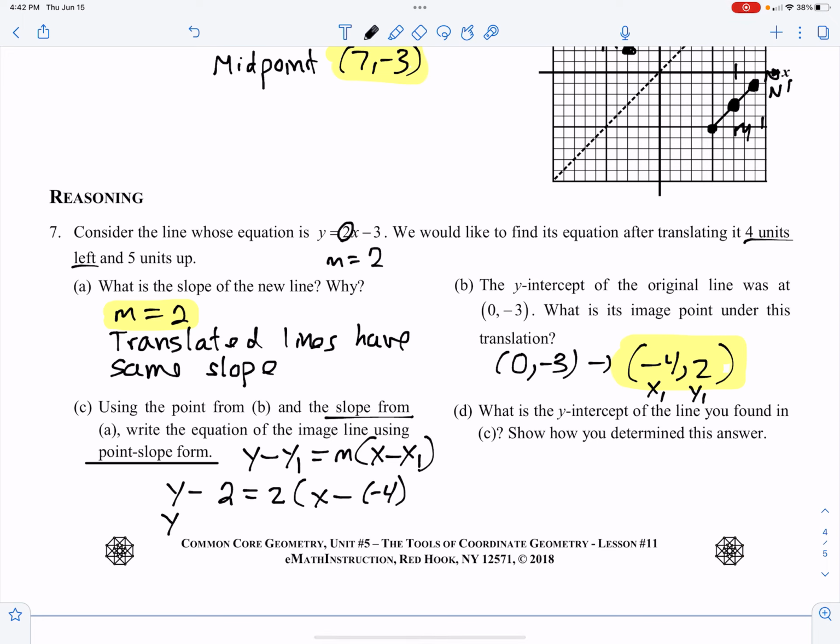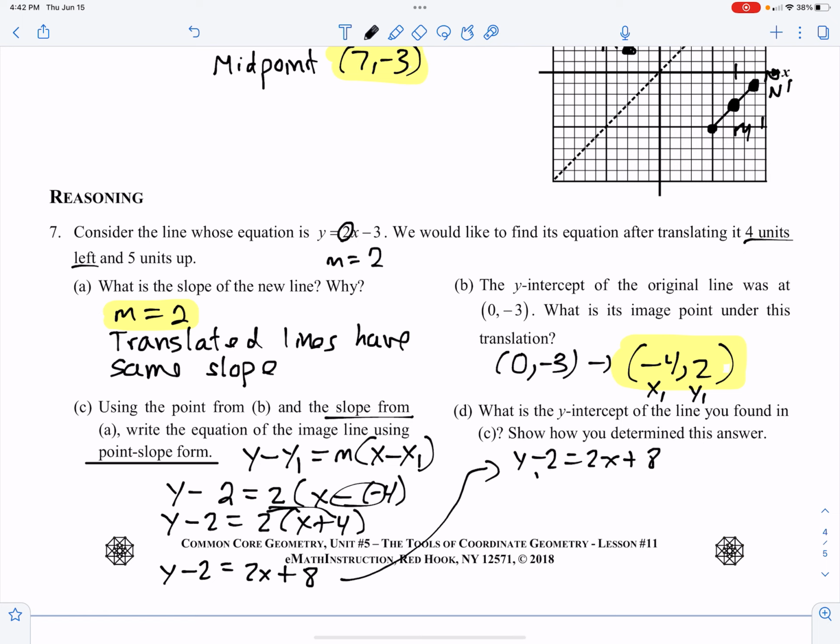All right, so what we have here is y minus 2 equals 2 times x, minus minus is a plus, x plus 4. Okay, I'm going to distribute through the parentheses. All right, and I get y minus 2 equals 2x plus 8. Okay, and then just continuing that over to part D, add 2 to both sides. If I add 2 to both sides, I get y equals 2x plus 10.